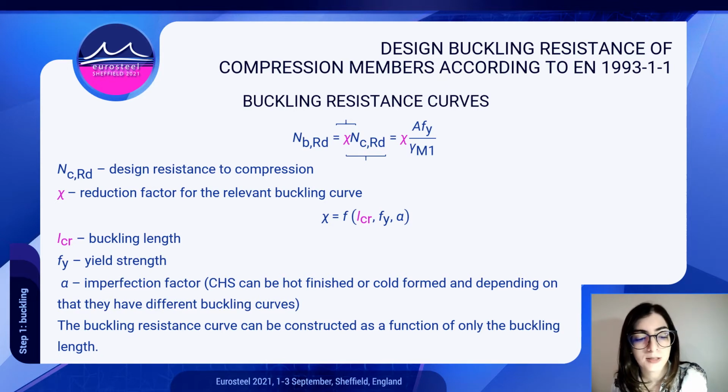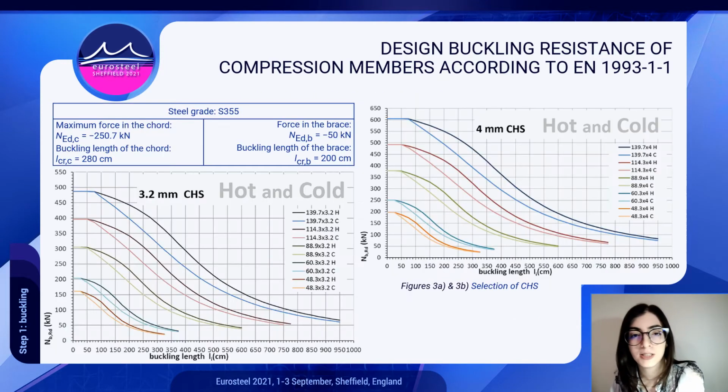The buckling resistance curve can be constructed as a function of only the buckling length, but that implies that all the other parameters, yield strength, imperfection factor, section dimensions, have to be previously specified. Since we can adopt these parameters in many different ways, we can construct quite a number of buckling resistance curves, but the good side is that we can use a specific set of buckling resistance curves plotted on the same pair of axes in order to quickly adopt the appropriate section. And I'll show that in our example.